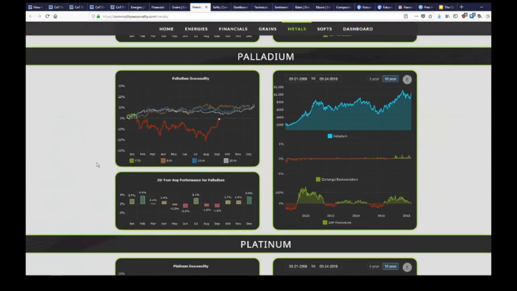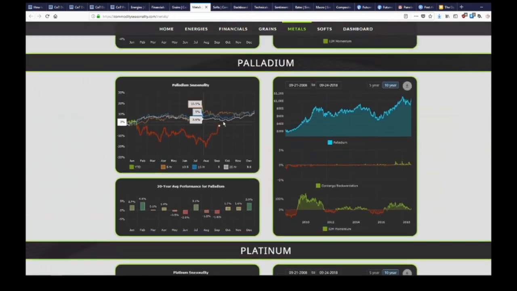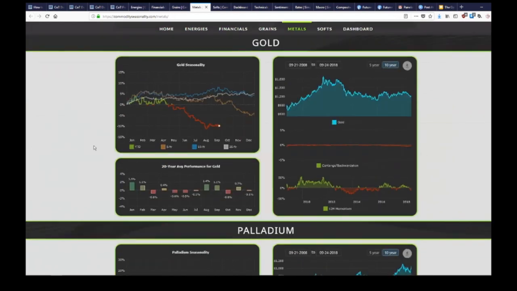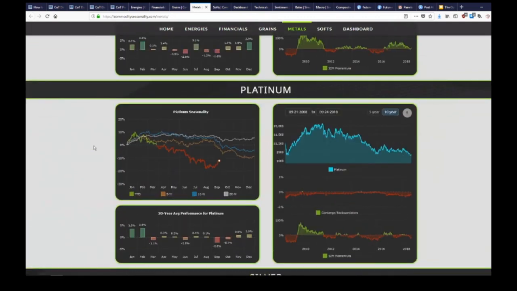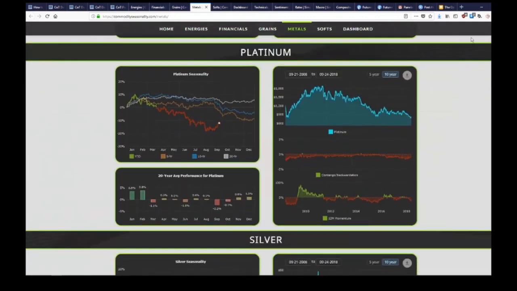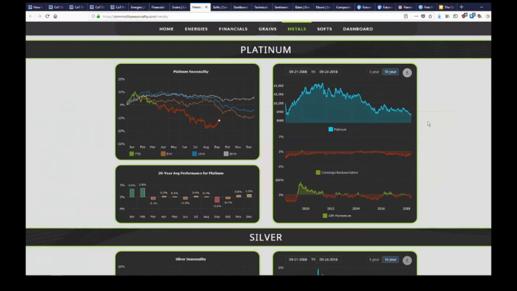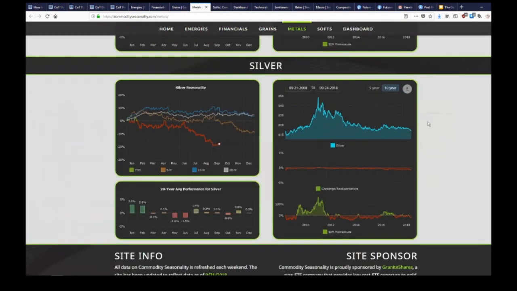So we got palladium, which, like this graph shows, is basically flat year to date, which is very different than the other precious metals. Then we got platinum, nothing much seasonal happening. Sort of interesting that platinum's curve is flattened out a little bit. We got silver, not too much.